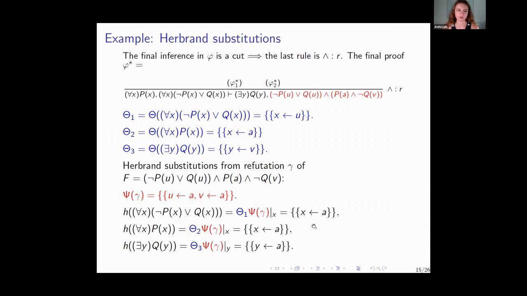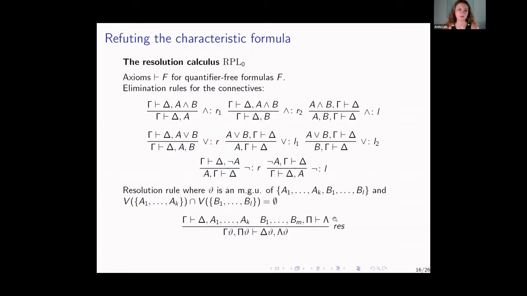without going much into detail. Here I also have the resolution calculus. Well, essentially you can use any resolution calculus you want. You just need a refutation of the characteristic formula. This is a rather simple one, which we use for another reason. So here we have axioms, which are just the formulas f, that's sequence f, where f is our characteristic formula, but this calculus essentially works for any quantifier-free formula f.